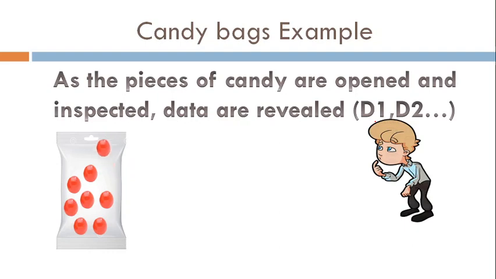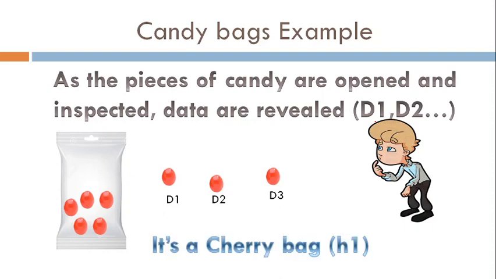Here the first candy is unwrapped. That is data 1. That is cherry. The second candy is unwrapped. Data 2. That is cherry. The third candy is unwrapped. That is data 3. That is cherry. What do you assume? It is a cherry bag. That is hypothesis 1. Is it okay?